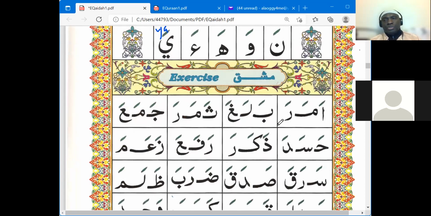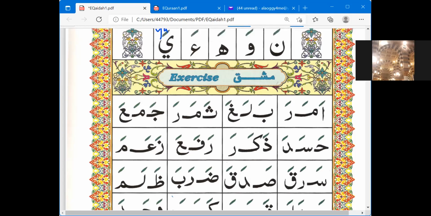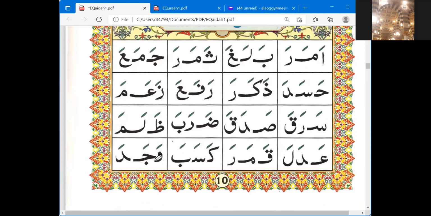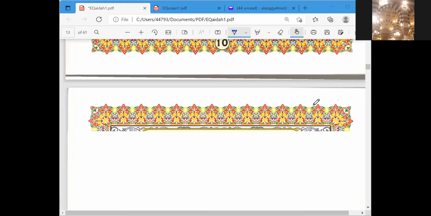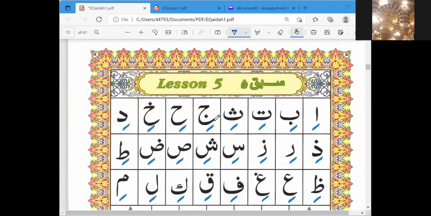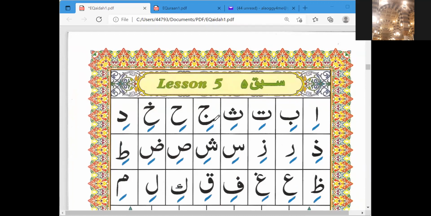And here is a combination. Joining 3 letters together, we have a, ma, ra, amara; ba, la, ra; we have a, tha, ma, ra. In fact, we have wa, ja, da, wajada. And I also explained about the kasra, which is in lesson number 5. Kasra is just showing the teeth. We have to show our teeth when we are dealing with kasra.